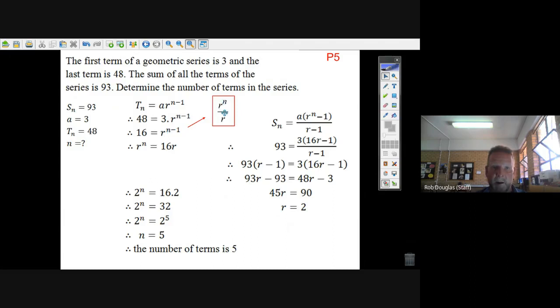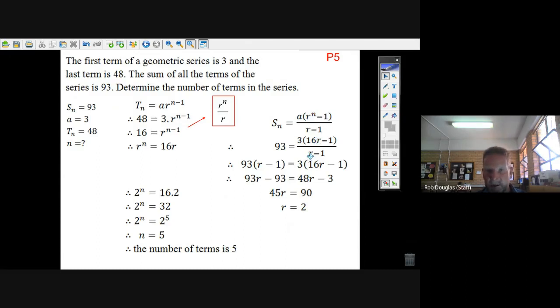So you've got r to the n over r equals 16. Here we just divided by 3 to make 16. But now think of it as being r to the n over r. Now we multiply both sides by r. That's why we have 16r equals r to the n. Okay, we need that, because we're going to use it in the next part. We can write down our sum formula. We know that the sum is 93. We know that a is 3, but we know r to the n is 16r. So we can rub out r to the n and put 16r.